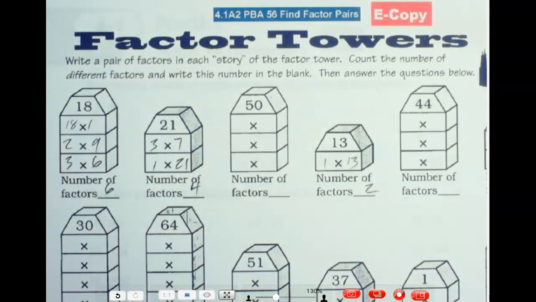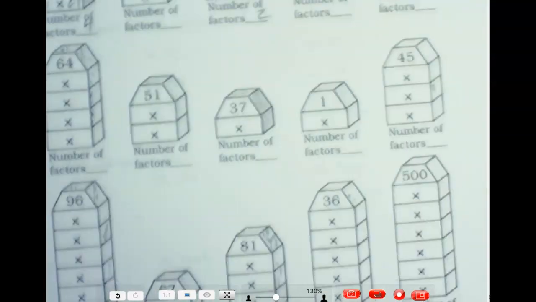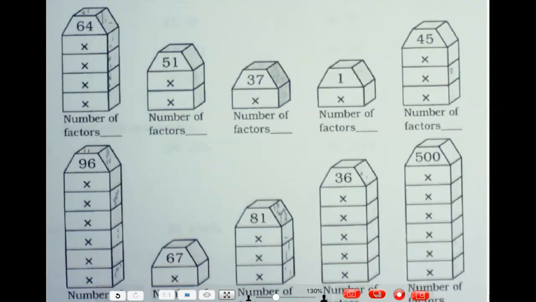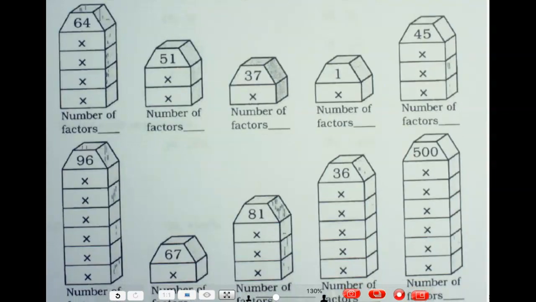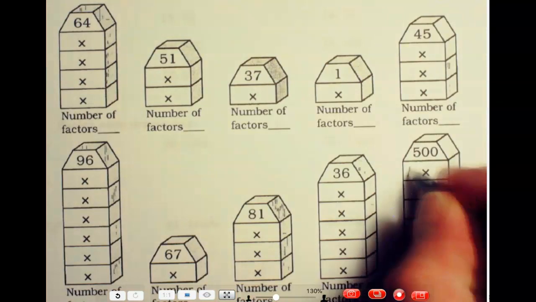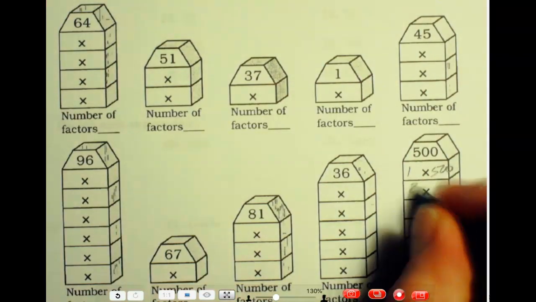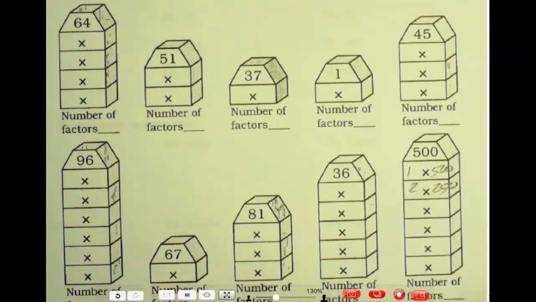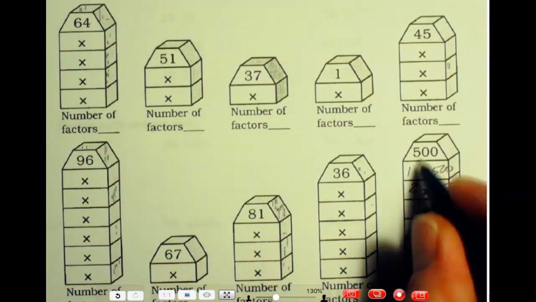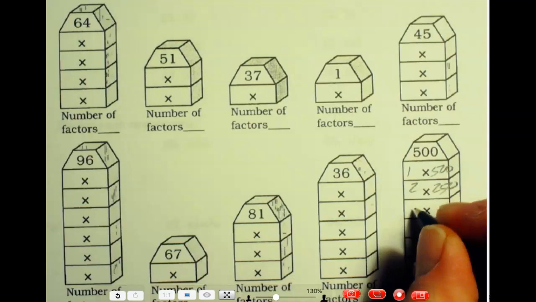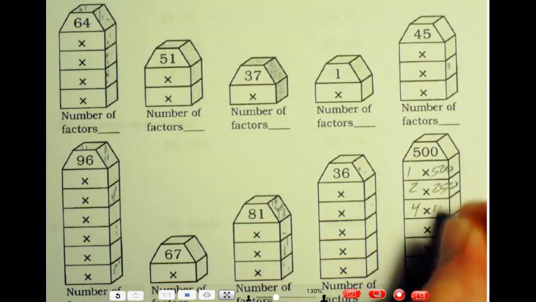Kind of fun. Look at 500. There's not as many factors for 500 as you think there would be. Okay, let's do it. Well, we can do 1 times 500. We could do 2 times 250. 3 doesn't go in there because 5 plus 0 plus 0 is 5. So we could do 4 will go in there. 4 will go in there 125 times.